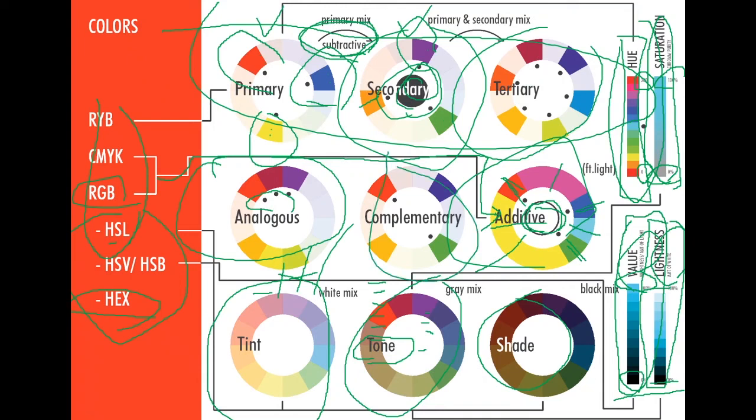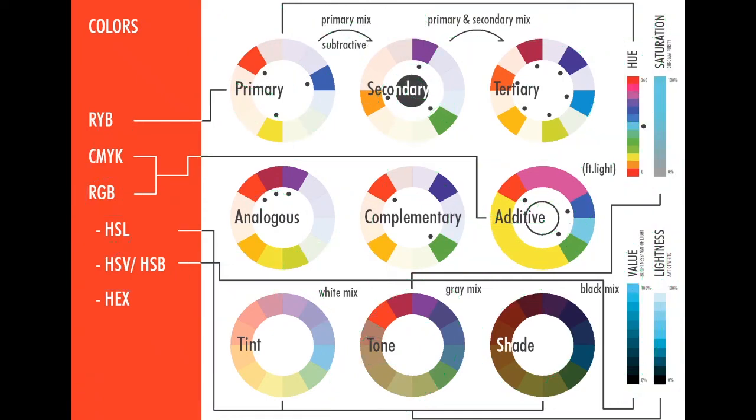Complementary colors are two colors directly opposite each other on the color wheel. This scheme provides a lot of contrast. We are going to take a look at contrast next week.